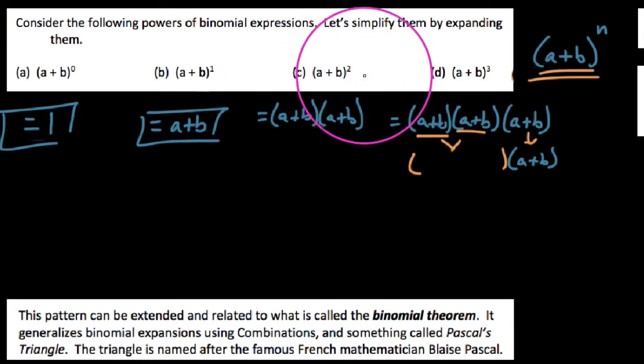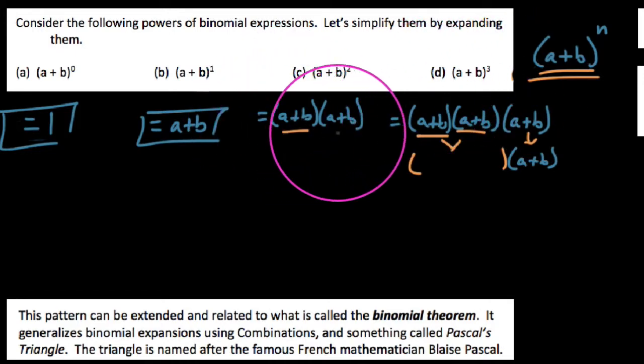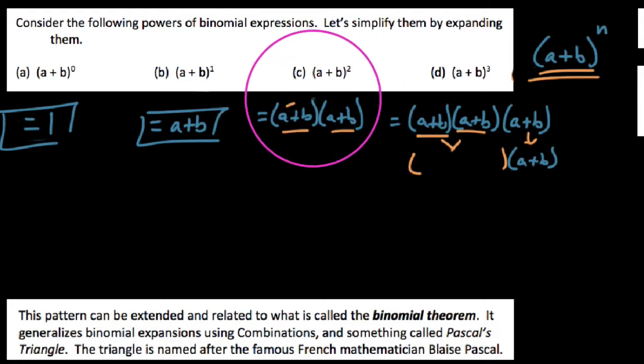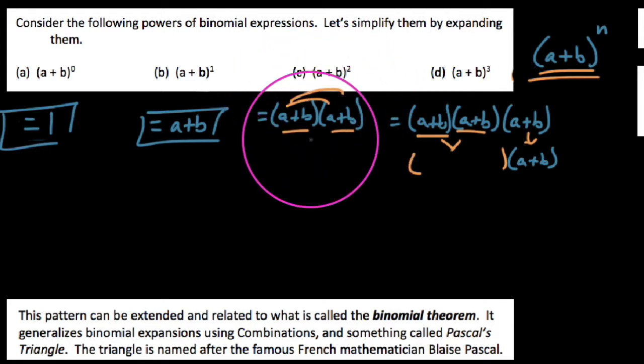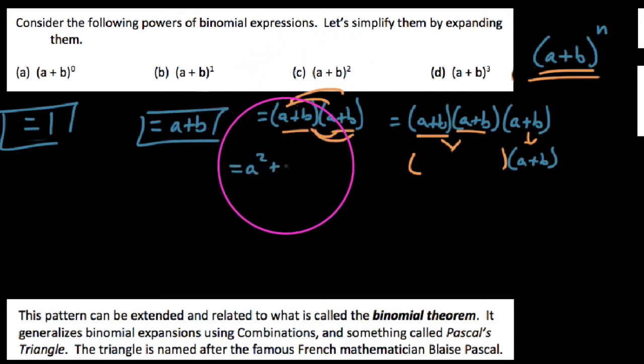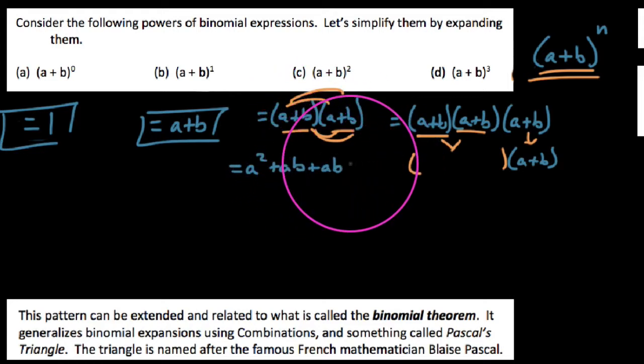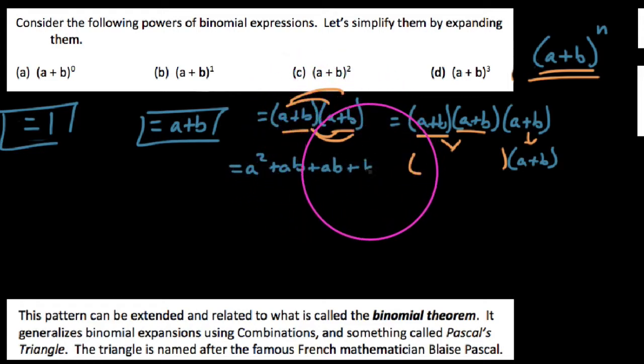So let's at least take a look at a plus b squared and a plus b to the third and see if we can deduce or infer a pattern here. As far as a plus b squared goes, this is just FOIL. So we're going to say a times a, a times b, b times a, b times b. A times a gives us a squared. A times b is ab, so plus ab. B times a is the same thing. And b times b gives us b squared.